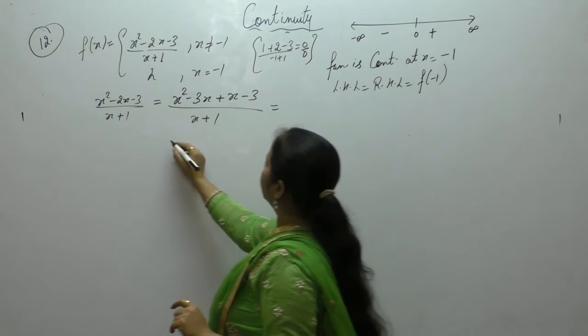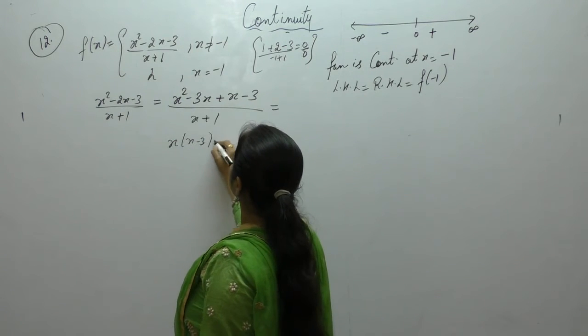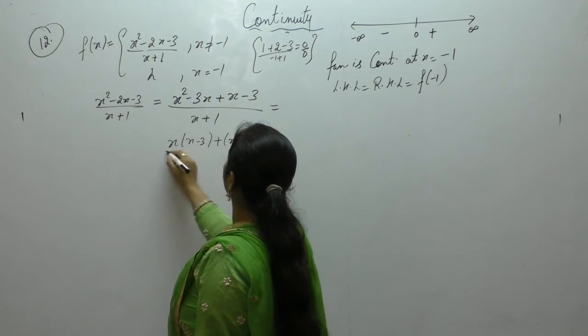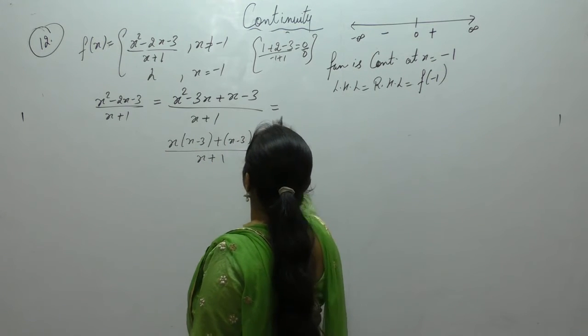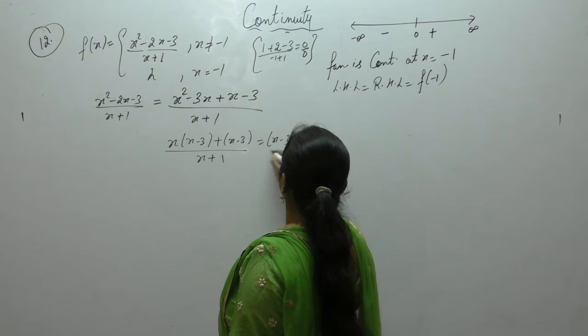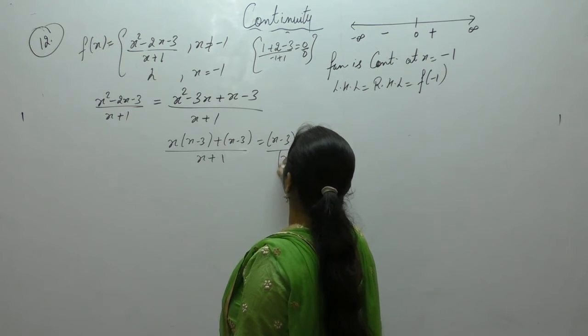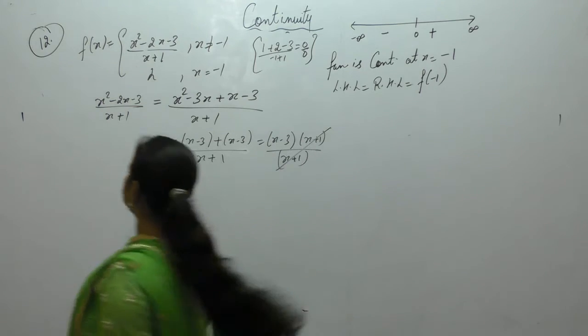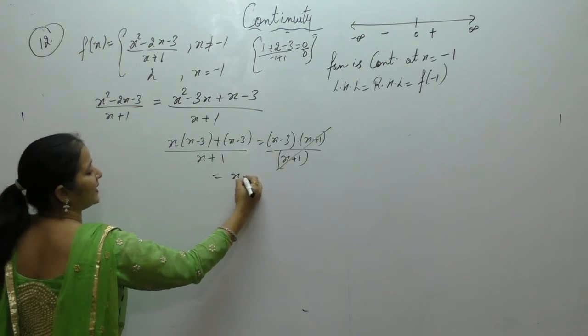So what will we get? x(x minus 3) plus 1(x minus 3) upon x plus 1. x minus 3 is a common factor, so (x plus 1)(x minus 3) upon x plus 1. x plus 1 will get cancelled. So we are left with x minus 3.